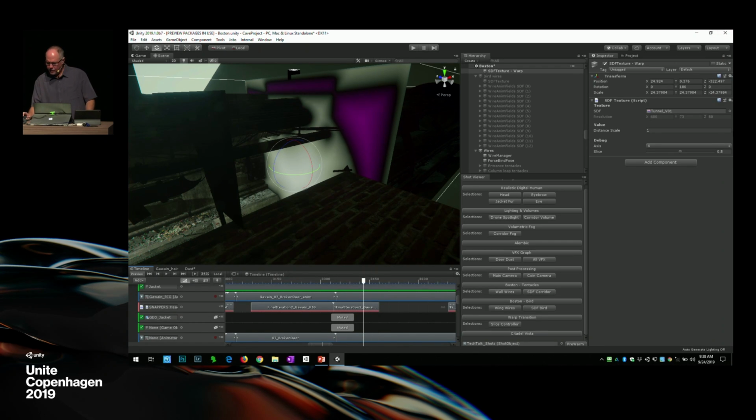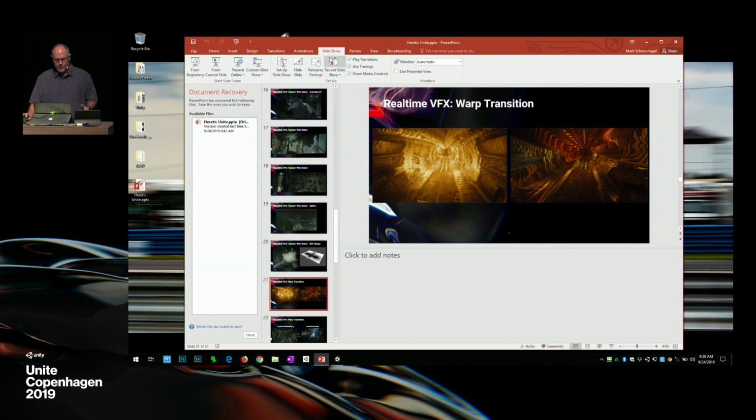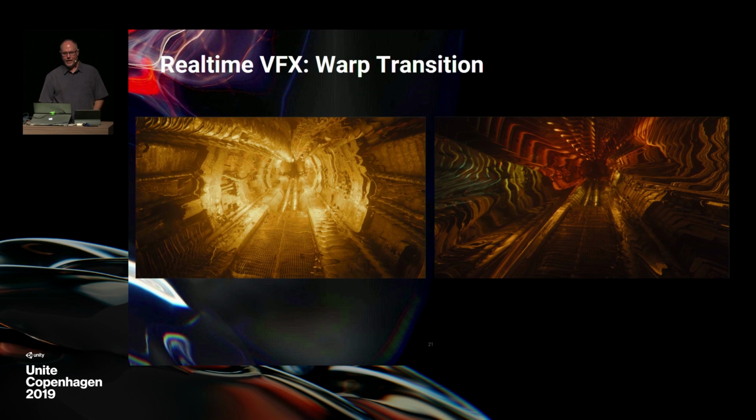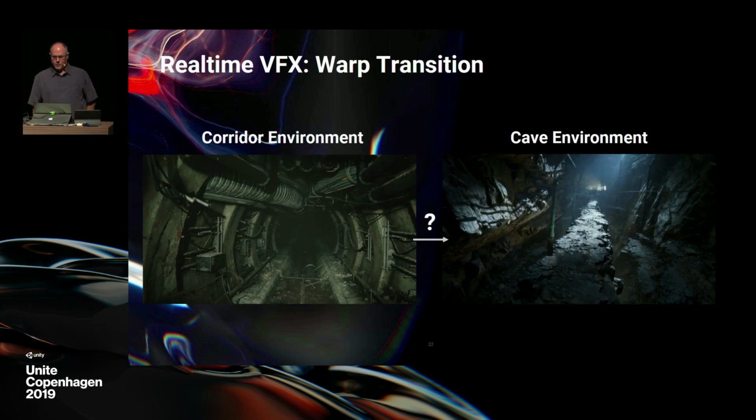Cool. Last thing I want to show you, because we are getting close on time, is the transition. I don't know if it's the coolest thing, but it is one of the coolest things in here: the warp transition. There's that crazy transition, right? He's inside that kind of subway or mechanical tunnel, and then it transitions to a cave. Really clever the way this was done. We have the corridor environment, we have the cave environment. How are we going to transition between these two?